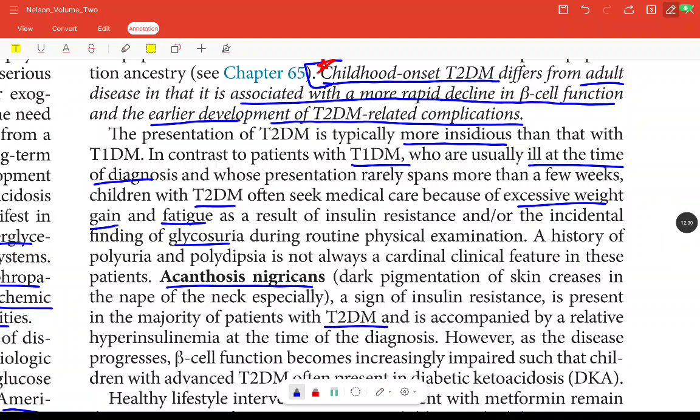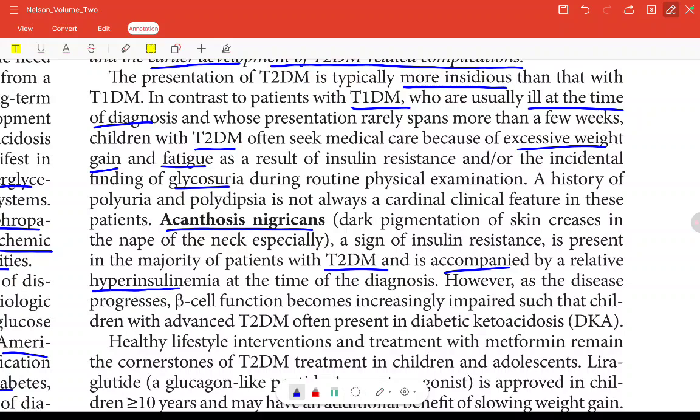And this acanthosis nigricans is accompanied by a relative hyperinsulinemia at the time of diagnosis, okay. However, as the disease progresses, beta cell function becomes increasingly impaired such that children with advanced type 2 diabetes mellitus often present in diabetic ketoacidosis, okay. Type 2 DM also can present with diabetic ketoacidosis.